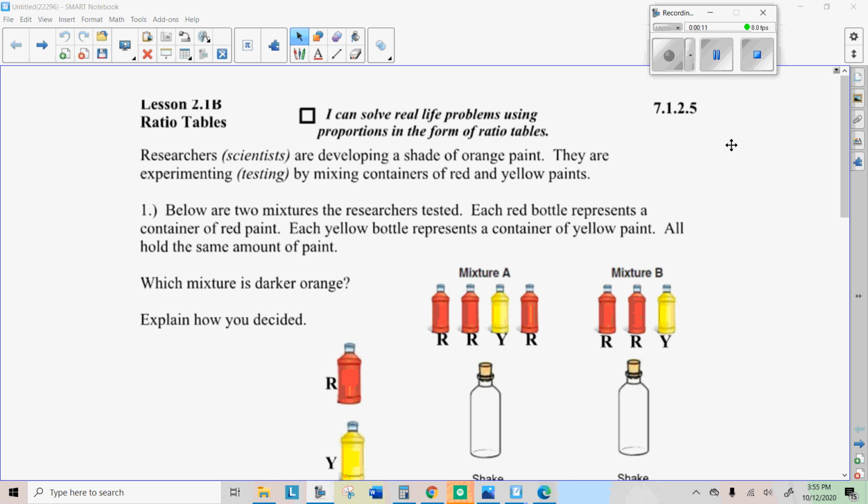Basically, we're trying to figure out if we have equivalent ratios or which ratio is greater. And we're going to use percents to help us do that.